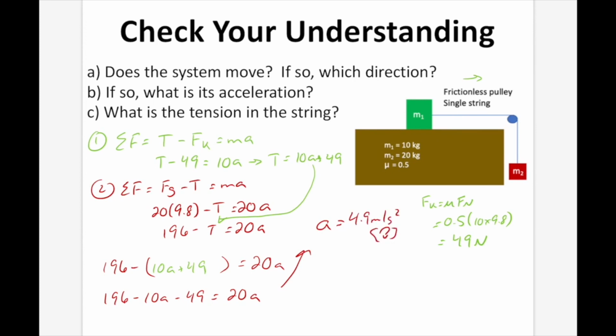Last thing we need to do is solve for t. We're going to substitute a back into equation 1, and we're going to say that t is going to equal 10 times a plus 49. A we figured out was 4.9, and that gives us a t value of 98 newtons. So we have an a value of 4.9 and a t value of 98.